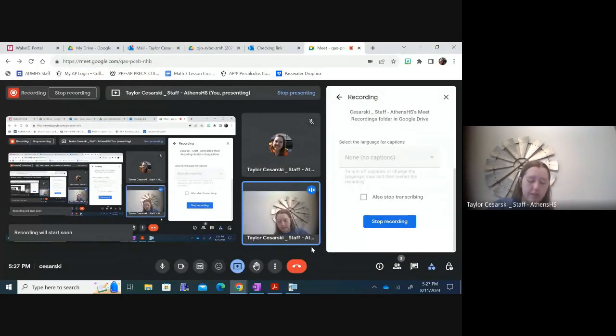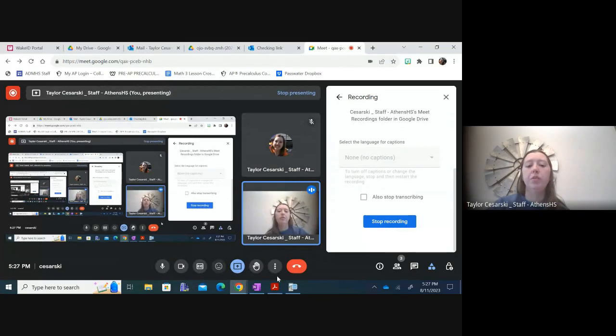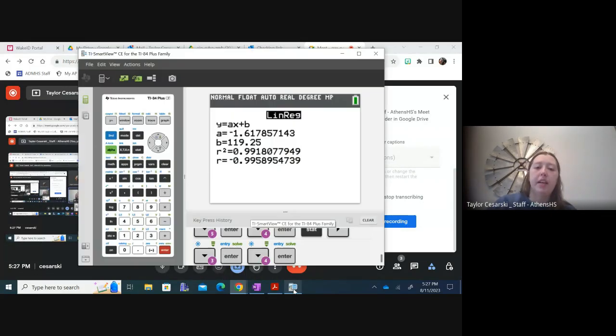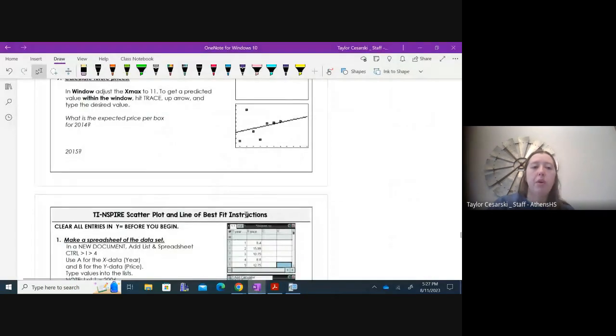So we're going to round out Unit 2 with 1.9, which is function models. You will need your calculator for this lesson, so please make sure that you have it with you.